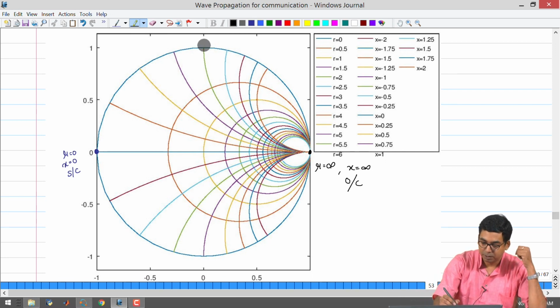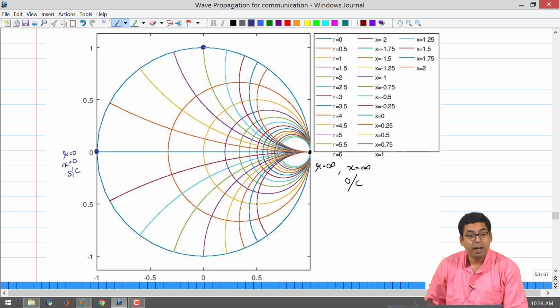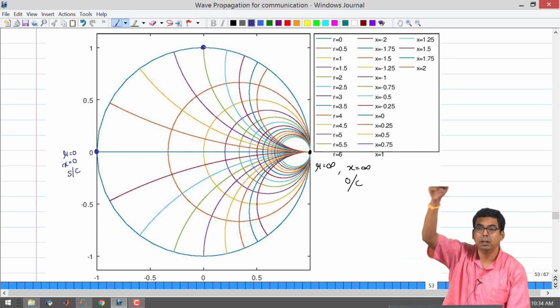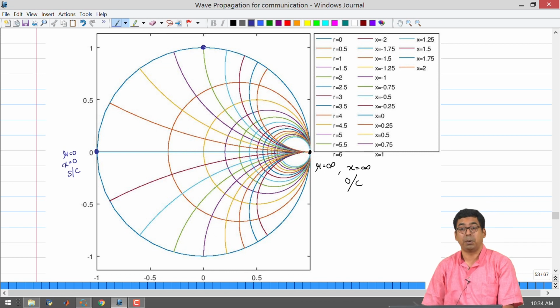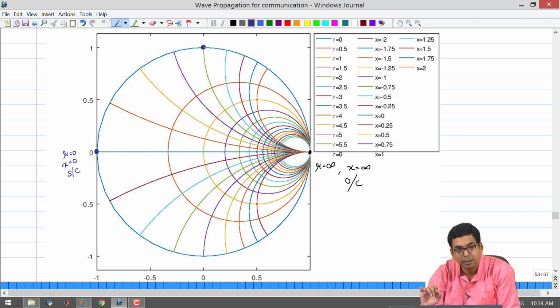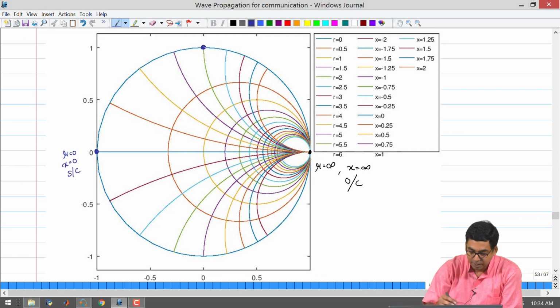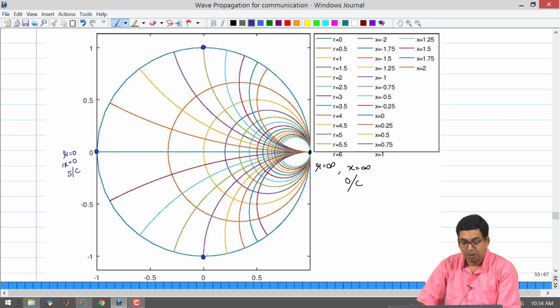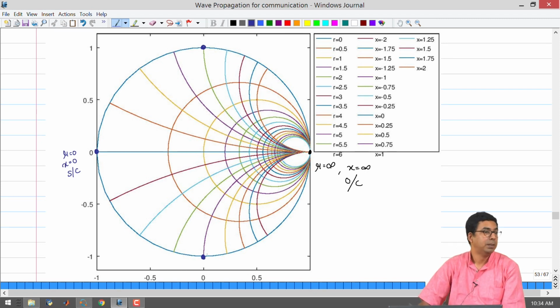Now, there are also two other points that we have to remember. There is a point going upward, this point, where your x is positive, but the resistance is 0. It is a circle which corresponds to R equal to 0 and x positive. So, that corresponds to pure reactance, an inductance. And at the bottom you have a pure capacitive load.